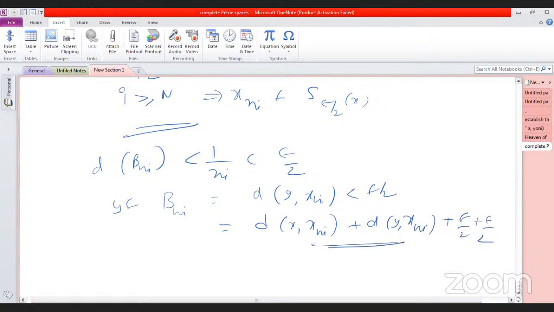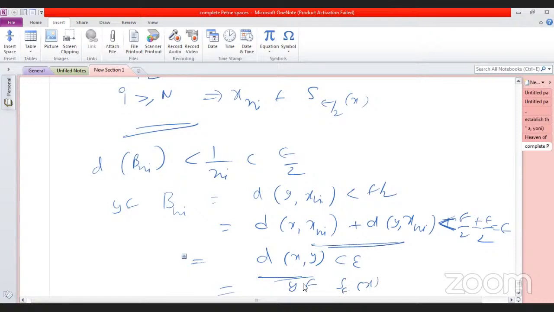Is this correct? Yes, sir. Less than epsilon by 2 plus epsilon by 2 is equal to epsilon. You are capturing the values in X here. Am I correct? Yes, sir. Epsilon by 2 plus epsilon by 2, what is that value? Epsilon. So we can write d of x, y less than epsilon. d of x, y means what is y? y belongs to S, which belongs to X.